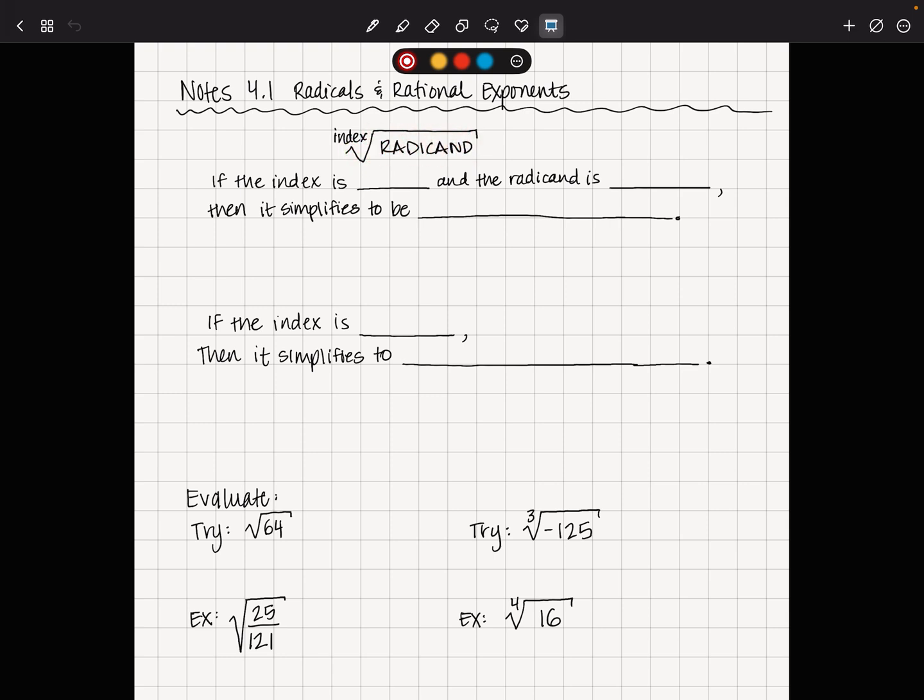Now, the index, like I said, can be blank. When it's blank, that's a square root. If it's anything other than a square root, we need to put that number in there. This would be considered a cubed root, and then we'd have a fourth root. And we can have whatever number we want inside that index. But when it's blank, it's called a square root.